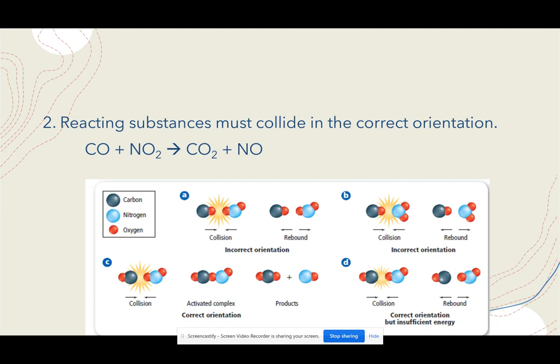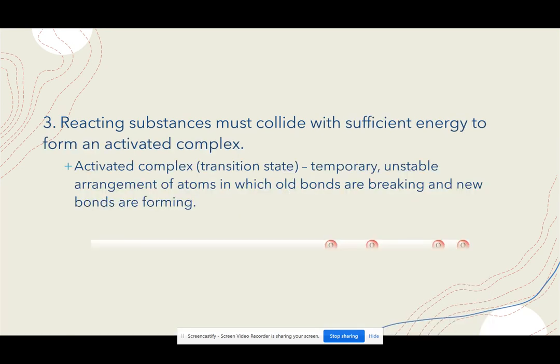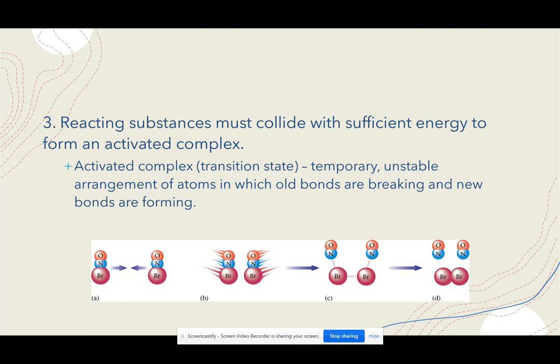For a very, very brief moment, milliseconds, billionths of a second even, everything sticks together and it forms what's called the activated complex. And then the activated complex will split apart into the products. In D, we have the correct orientation, but it says it has insufficient energy. And that brings us to the third part of collision theory. Reacting substances must collide with sufficient energy to form an activated complex.